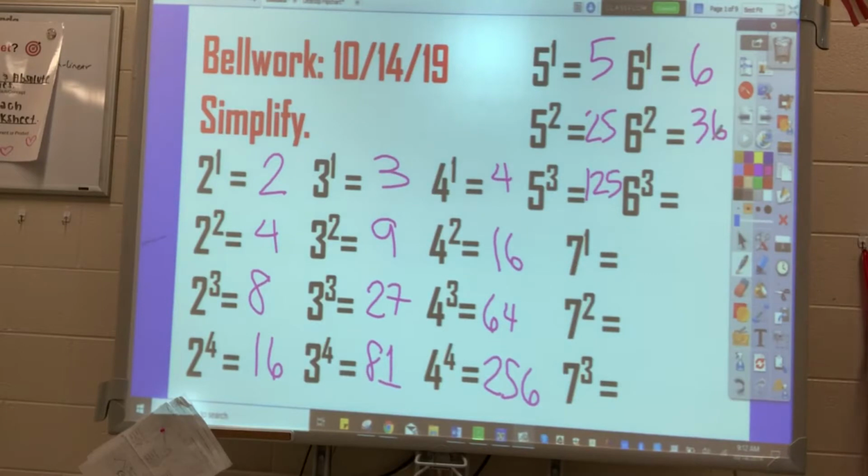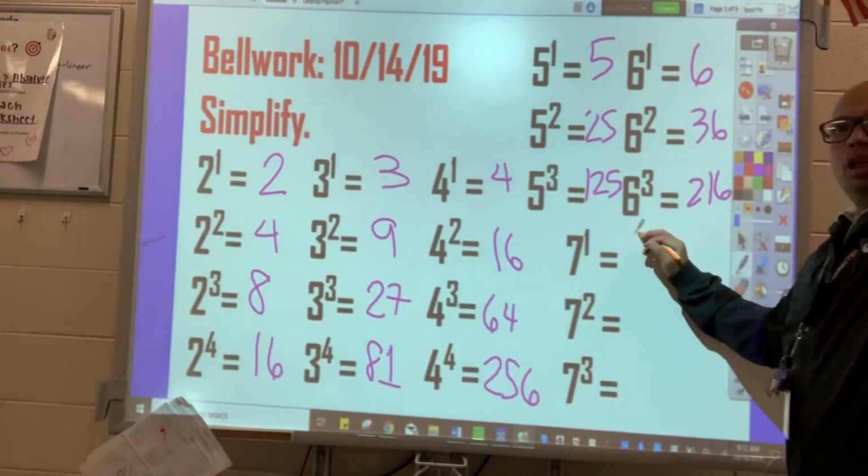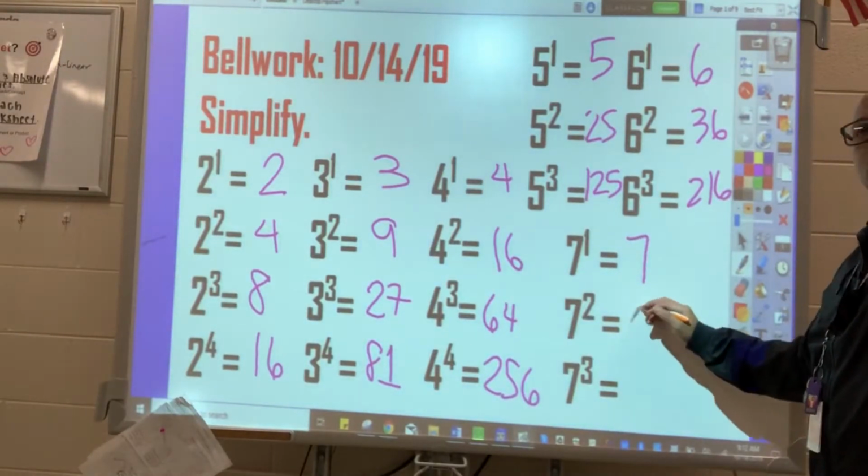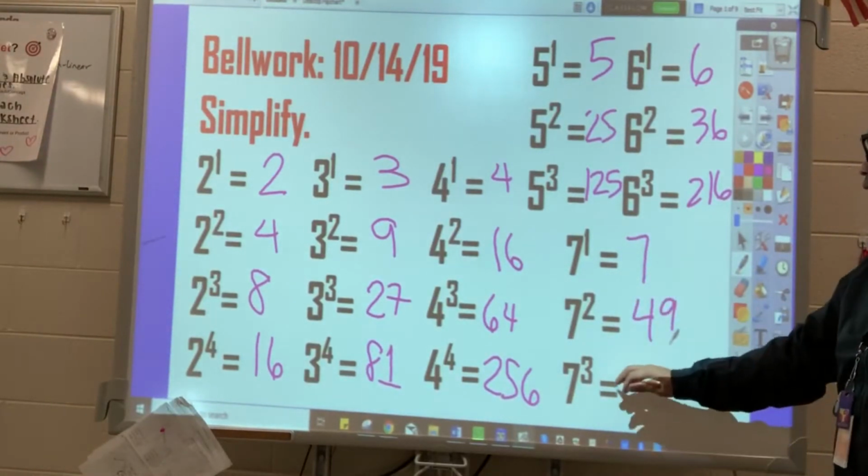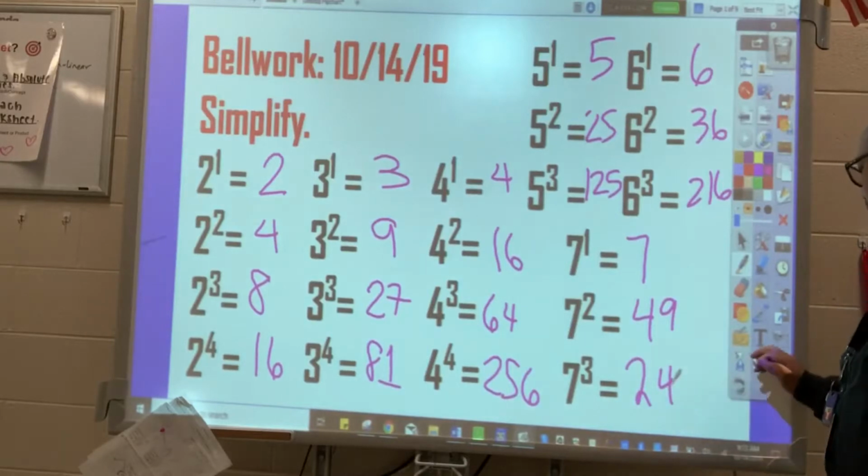Give it to Jennifer, please. 216. William. 7 to the 1 is 7. 7 squared is 49. And 7 cubed? 343. 343. Thank you.